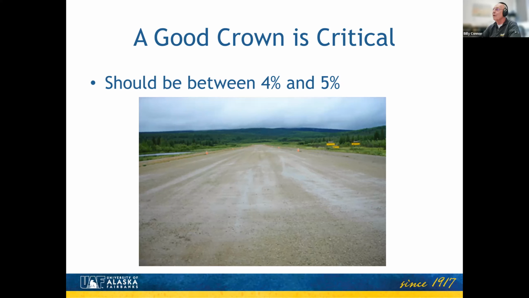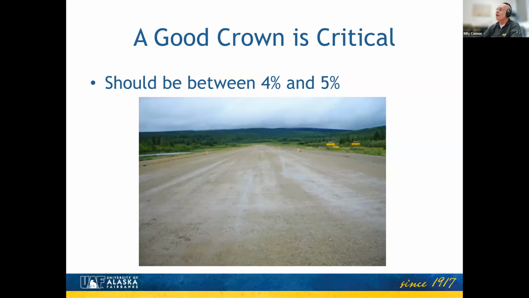What you really want is the center line of your road to be the high point of the road, and you want to slope off on both sides so that the water runs off. And the point there is you'll find that you get a lot less potholing, and you also get a lot less dust being created like that. So for a gravel road, you really want between 4 and 5% of slope on that.